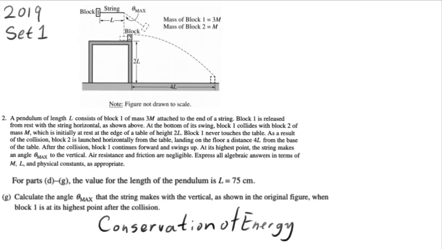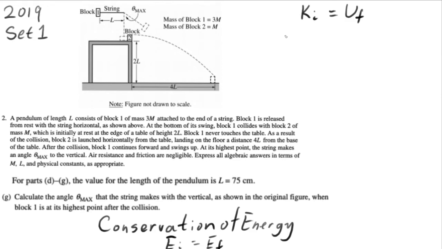So this time we're going to pick an initial point: block 1 right after the collision, and the final point: block 1 at its maximum angle, theta max. So again, its initial energy equals the final energy. We're still going to make our zero height at the tabletop so that it's easier to calculate. So block 1 initially doesn't have any potential energy, but it does have kinetic energy. And when block 1 is in its final position at theta max, it does have potential energy, but it does not have kinetic energy. So we can just write the initial kinetic energy equals the final potential energy, because initial potential is 0 and final kinetic is 0.